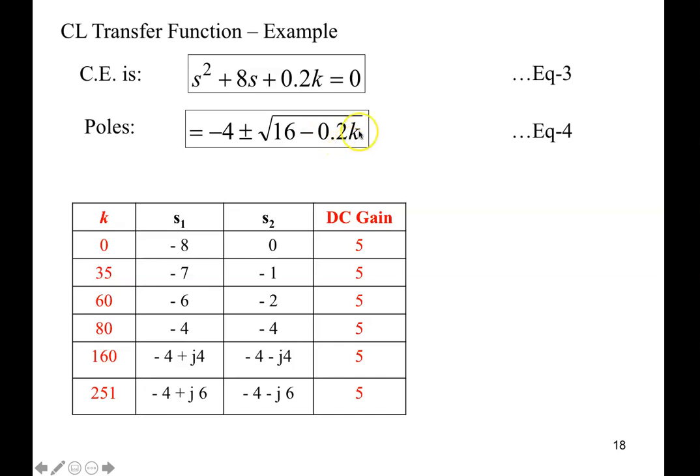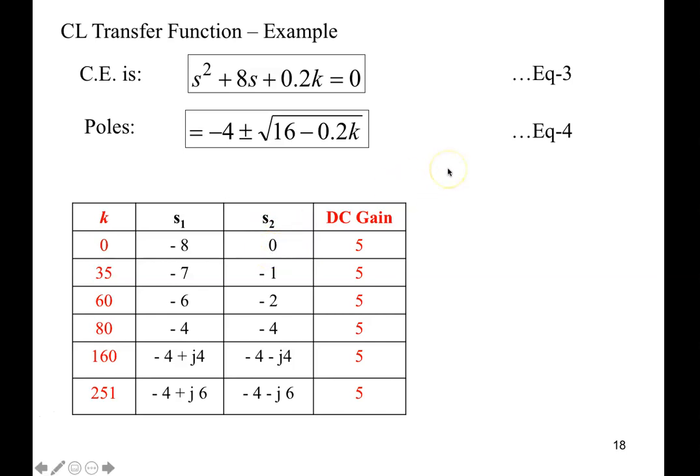Now if I set k to 0, this second term becomes 0 in equation 4. Square root 16, that's 4. Minus 4 plus 4, that's 0. Minus 4 minus 4, that's minus 8. So when k equals 0, I have two poles, minus 8 and 0. Now that's the same as the case for the open loop.